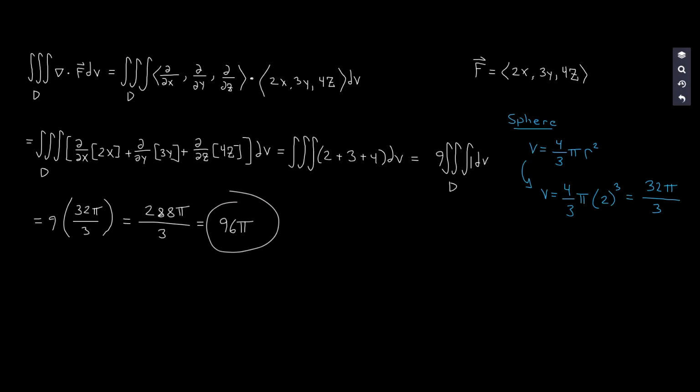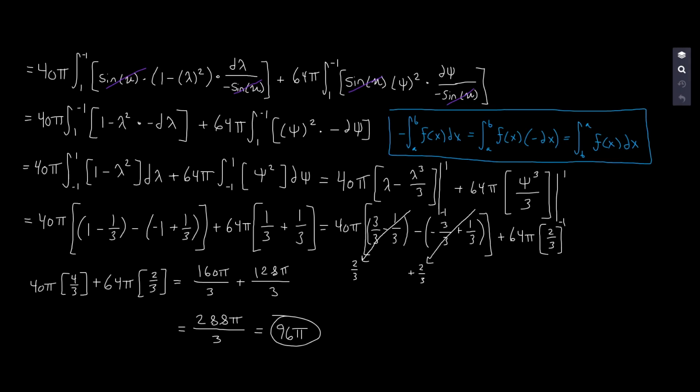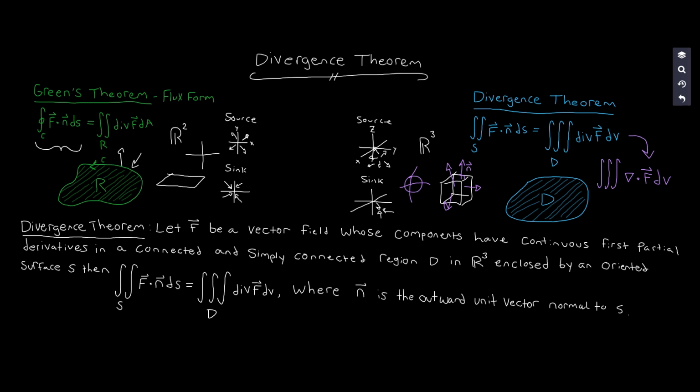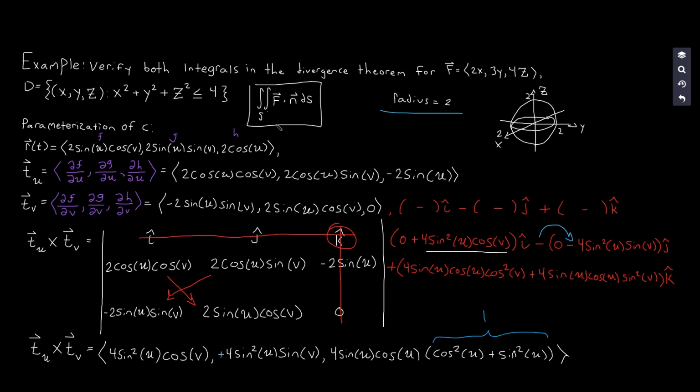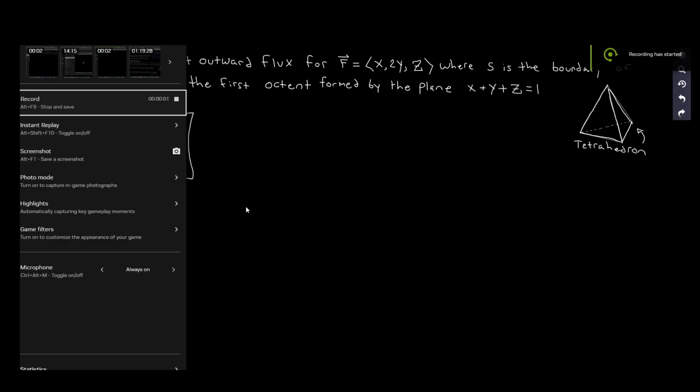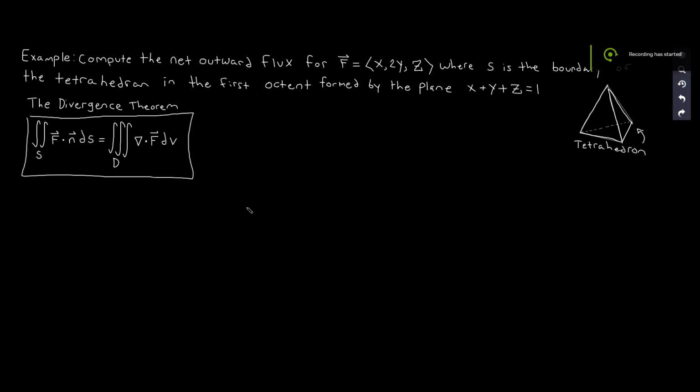So you'll notice that 96 pi is the same thing that we got over here when we did it the first way. Therefore, we've just verified both integrals for the divergence theorem per request by this prompt. So again, they both give 96 pi, and that means that either form of the divergence theorem gives us the same answer. So we verified it. Good. All right.